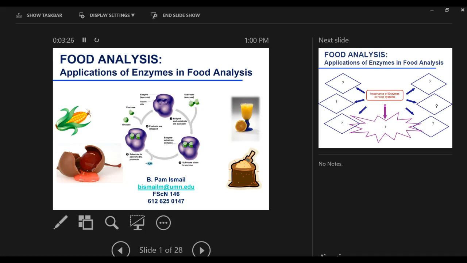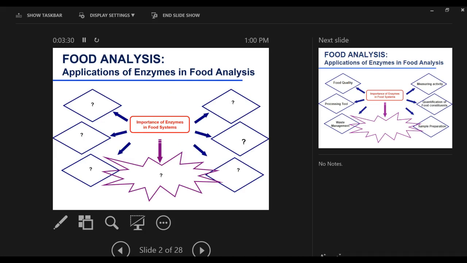These are just examples here. Let's talk more about other examples where enzymes are important in food analysis or food systems. In food systems and analysis. Can you think of other examples where enzymes are very important to us?